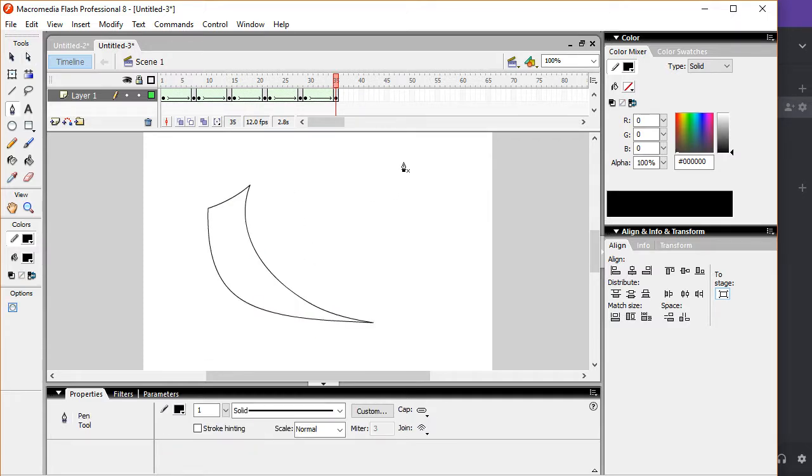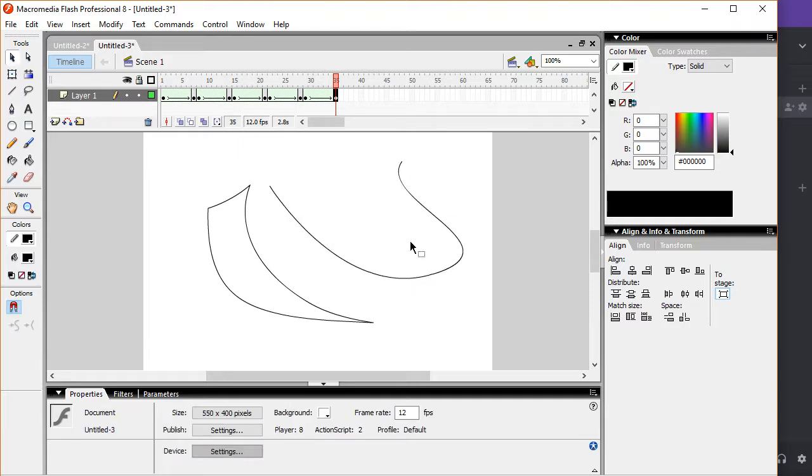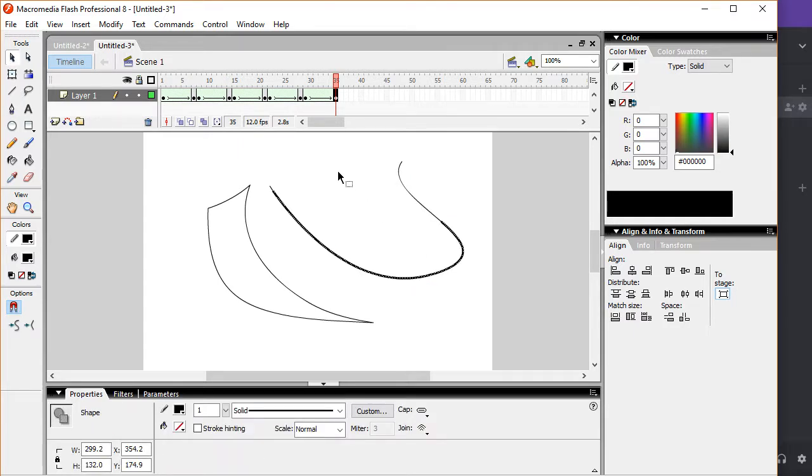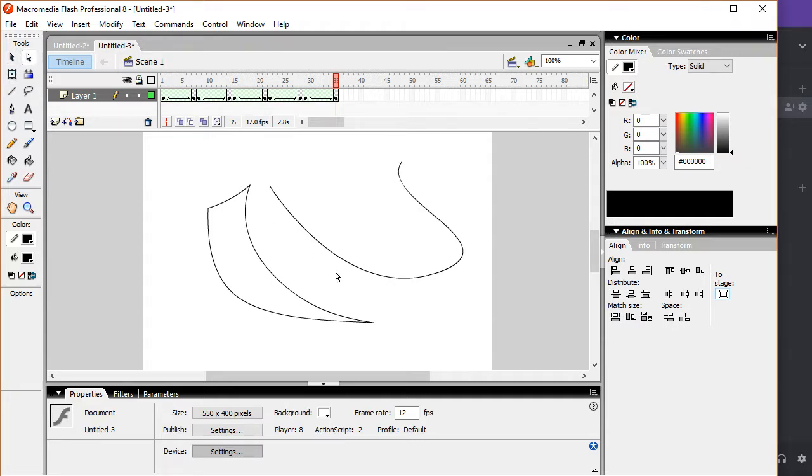Let me try a different format of curve, something like this. And this one, oops. Oh, come on. Really? What? Okay, this is what I want to do.